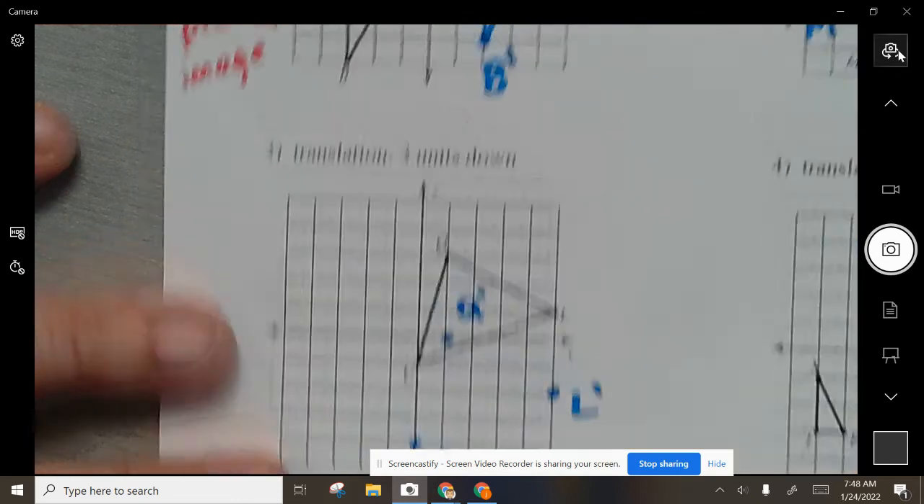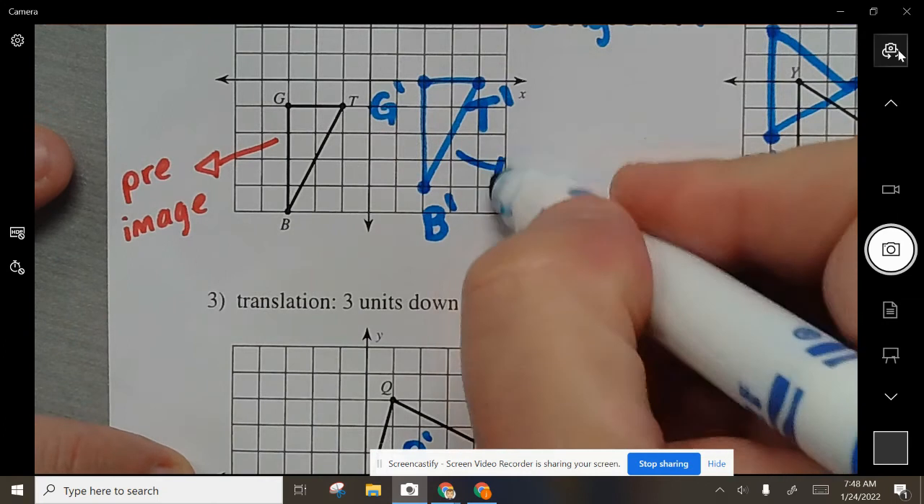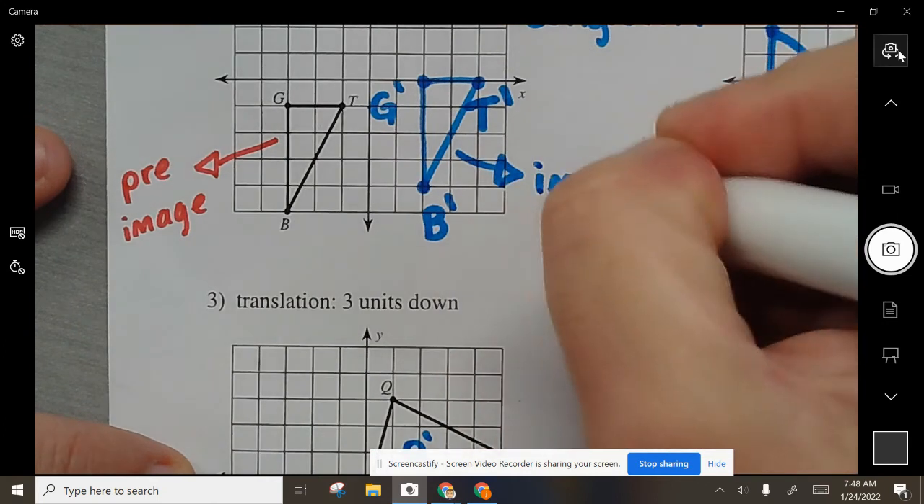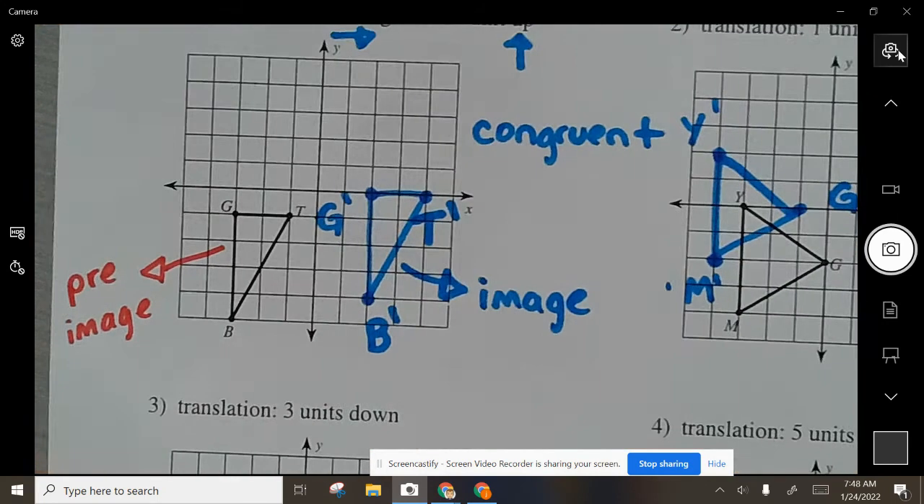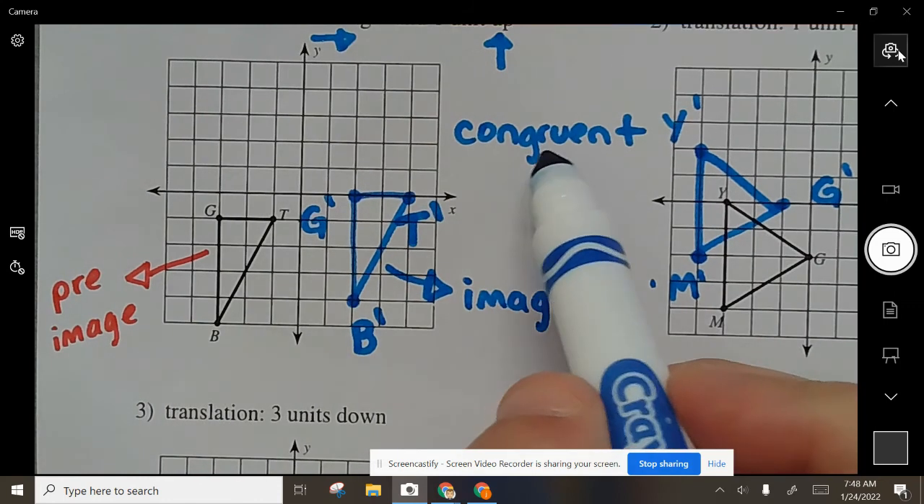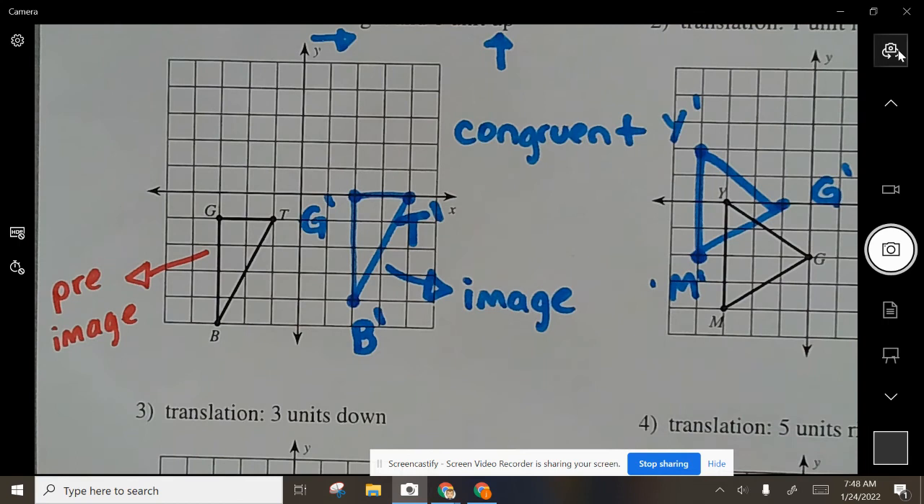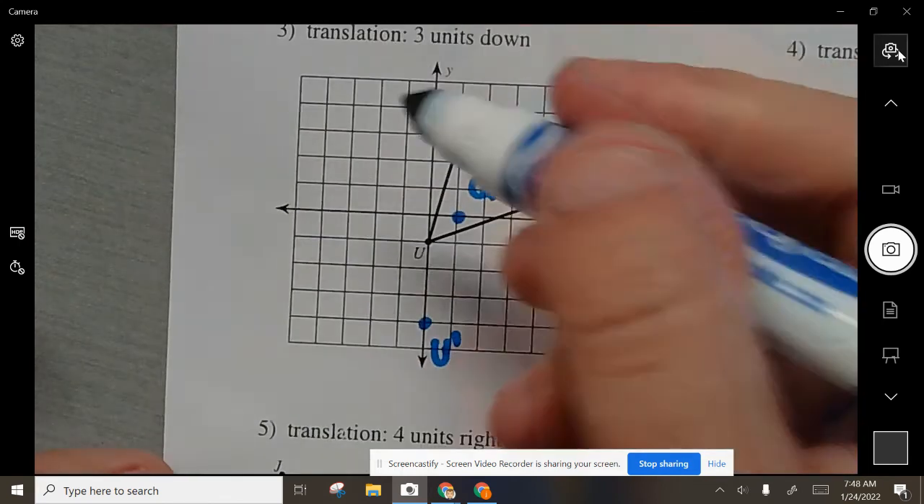And I forgot to mention, this is called the pre-image. This is called the image. All right, so there's some vocabulary you learned. Pre-image, image, congruent, and then also these things called primes. Those are all new things you're learning today. And then draw your triangle here.